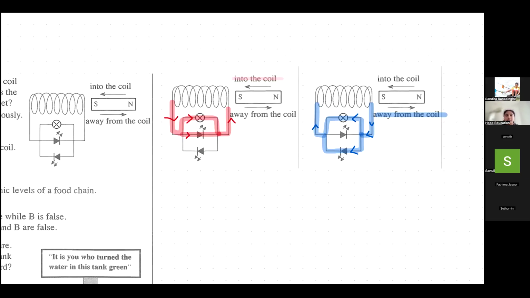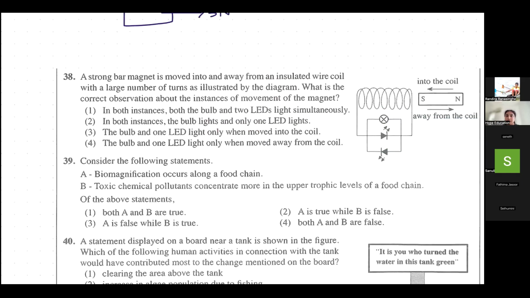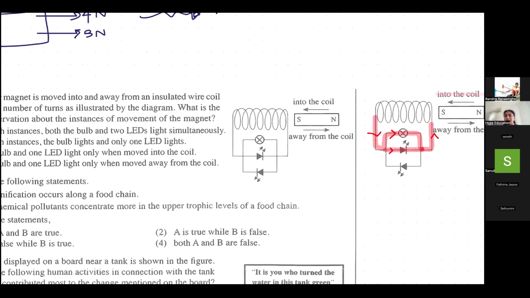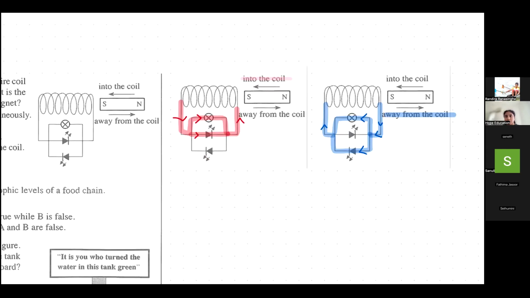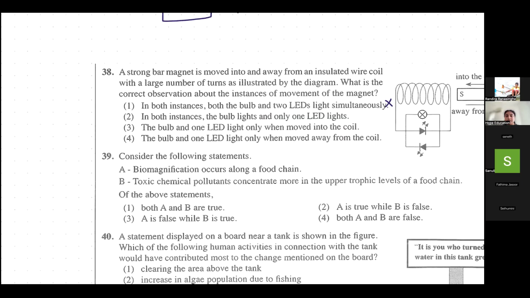අපි යමු answers ටිකට. In both instances, both the bulb and 2 LEDs light simultaneously. බොරුනේ ඒක වෙන්නේ. No. In both the instances, yes, I will explain it again.